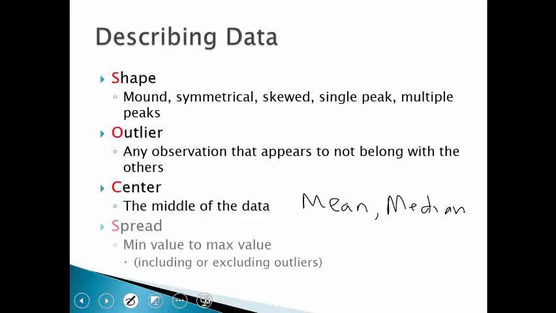You also want to talk about spread. So a big one that you guys all know about already is the range, but you might also talk about standard deviation, which we talked about last unit. Especially in a statistics setting, standard deviation is something that a lot of people pay attention to. It makes a lot of sense once you kind of use it for a while. Sometimes you might include outliers, sometimes you might take them out. It kind of depends upon what you're interested in telling.